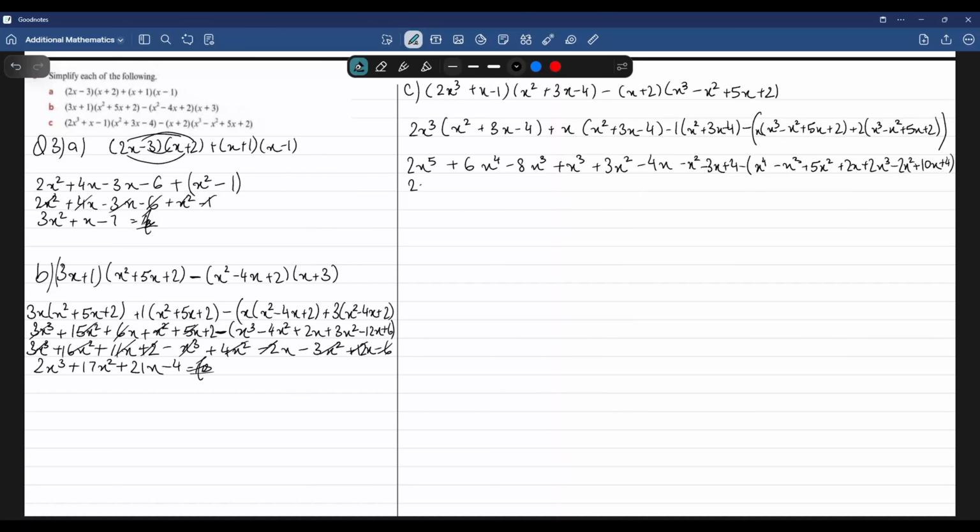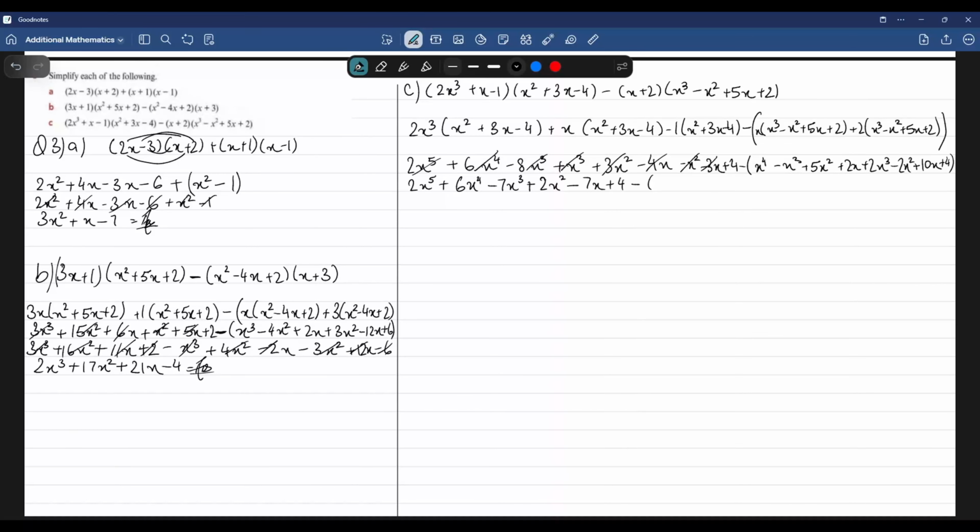Okay, so now we have got 2x raised to power 5 here. Then we have got 6x raised to power 4. If you were to simplify this, negative 8 plus x cube is equal to negative 7x cube. And then is there anything else? No, there is not. Negative 7x cube. Then we have got 3x squared minus x squared, which would give us 2x squared. Sorry, yes, positive 2x squared. Negative 4x minus 3 is equal to negative 7x, and plus 4 as it is.